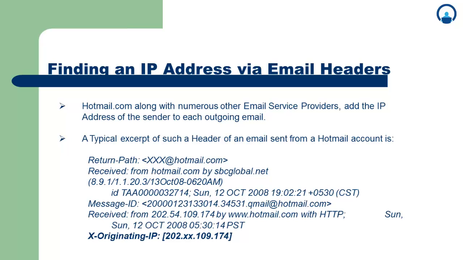Moving on to the next slide, how does a hacker find the IP address via email header? Below is a pictorial representation wherein you can see that the message ID is some number, and then it is written as qmail@hotmail.com. That's your email address. Along with it, it's received from an IP address to hotmail.com. That's your IP address. So it's very easy to find out your IP address via email header.